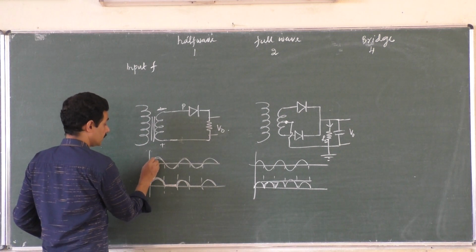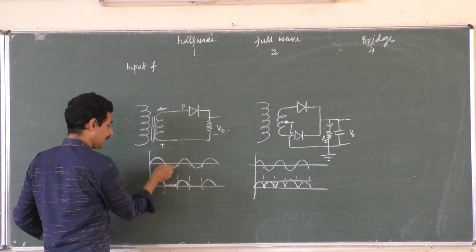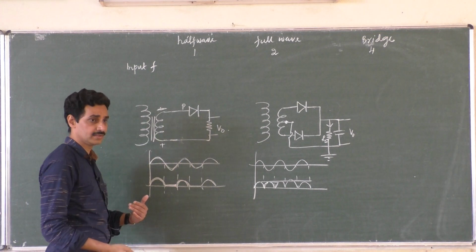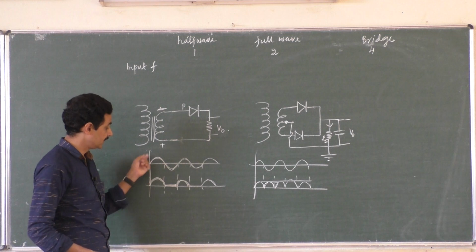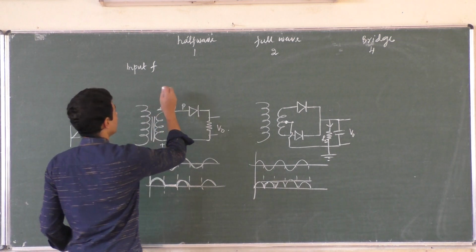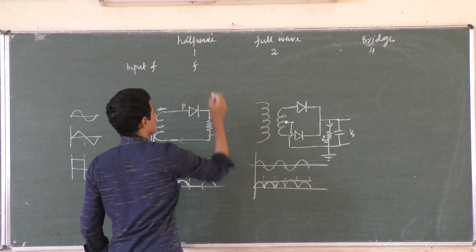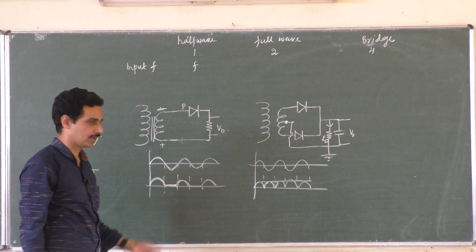This is switched on, becoming maximum, 0, then negative maximum, 0. That is its fashion. It completes all types of its variation in a particular time. That is its F. So if the input frequency is F, half wave output frequency is F. This is also F.